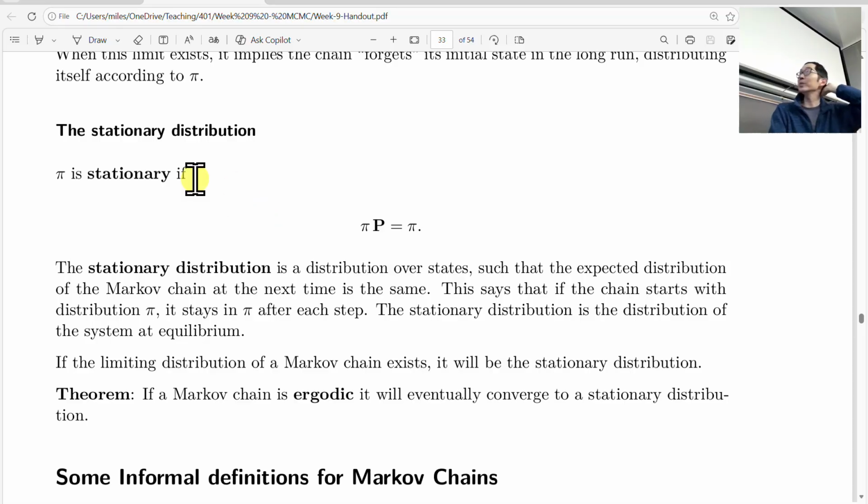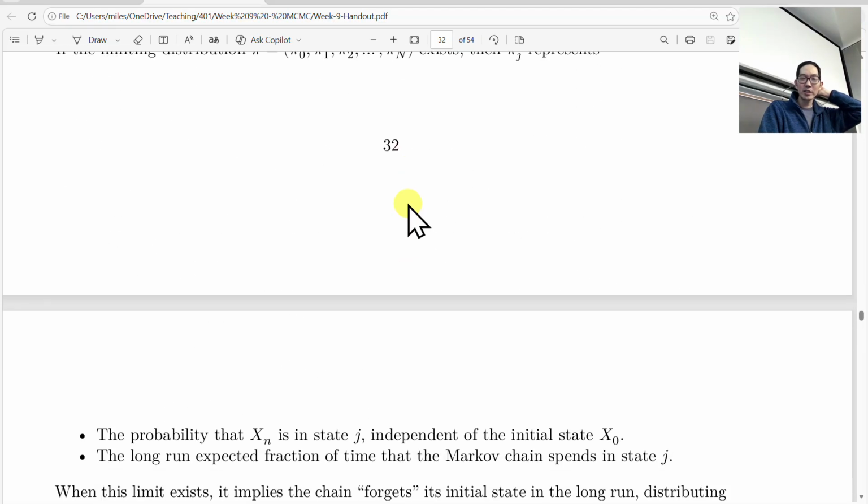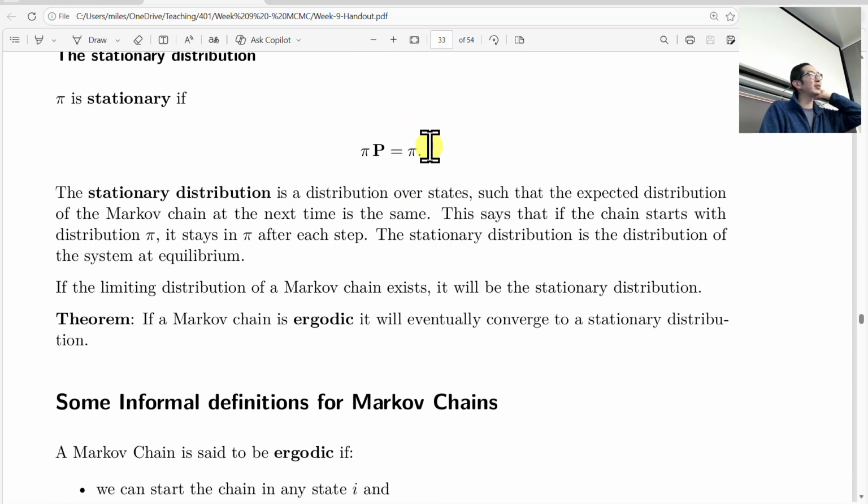We say that distribution pi is a stationary distribution if when you take pi and multiply it by the transition matrix P, you get pi back. Meaning that if you start off with pi and then let the Markov chain run, none of the overall probabilities have changed, then we've reached a point of stationarity.